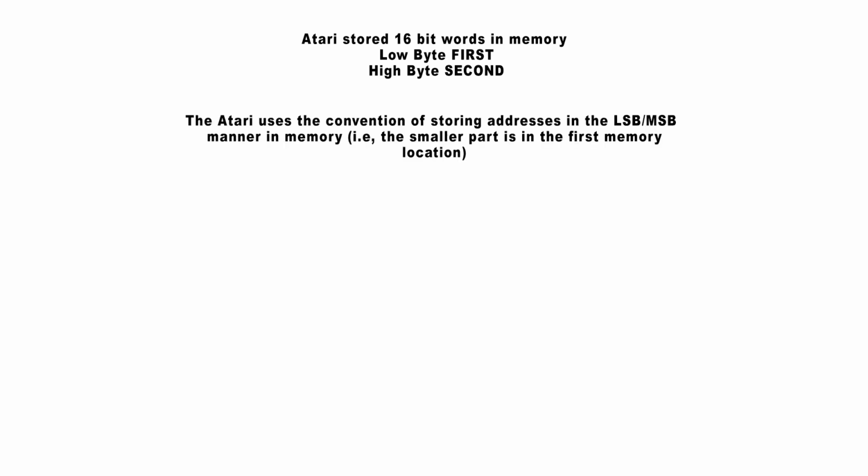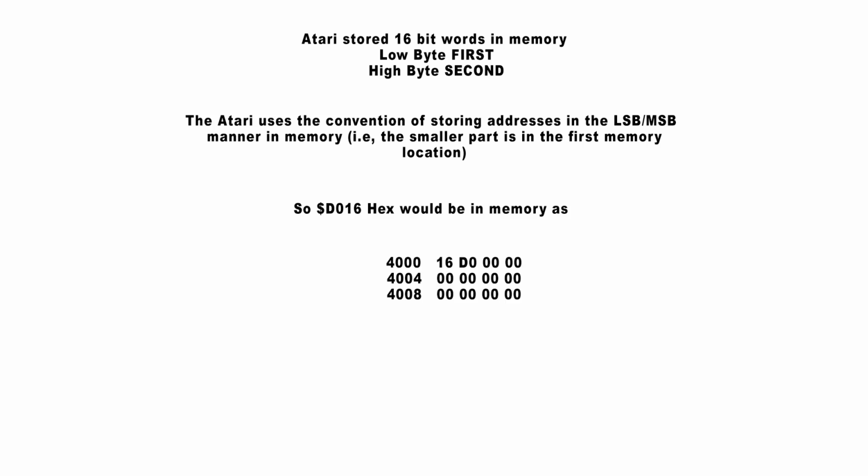Now let's look at another important piece of information that must be understood, and that is most 8-bit computers, including the Atari, store 16-bit words in memory with the low byte first and the high byte second. The Atari uses the convention of storing addresses in the least significant byte / most significant byte manner in memory. So in other words, for the hex value D016, the 2 bytes would be reversed. The low byte would be first, the high byte would be second.